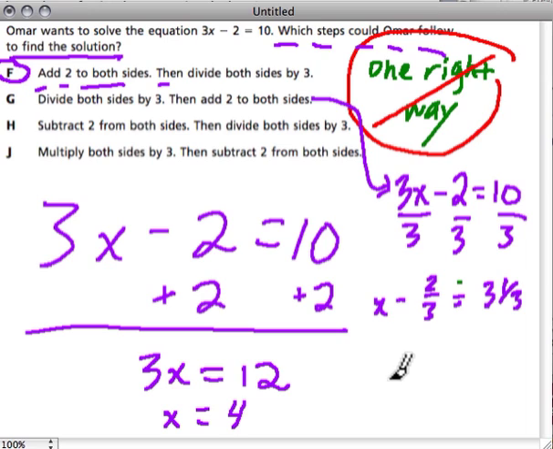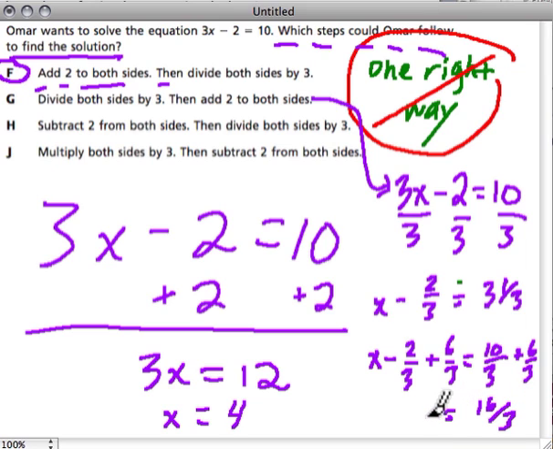Say next to add 2 to both sides. So we would have x minus 2 thirds plus 2, which I'm going to write as 6 thirds. That equals, I'm going to rewrite this again as 10 thirds because I want to add, plus 6 thirds. I'm adding 2 to both sides. 6 over 3 is 2. So now I would have 16 thirds equals, here we have x minus 2 over 3 plus 6 over 3. So how do we do that? Well, we have minus 2 thirds plus 6 thirds, and that is 4 thirds.